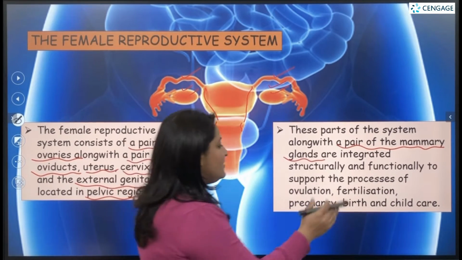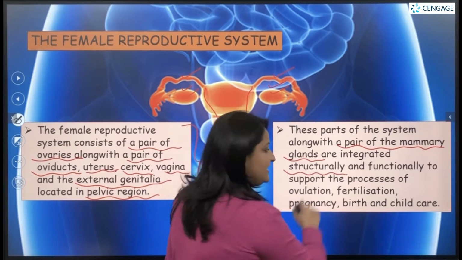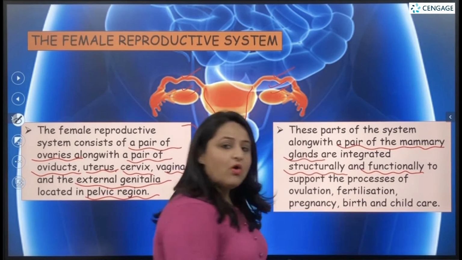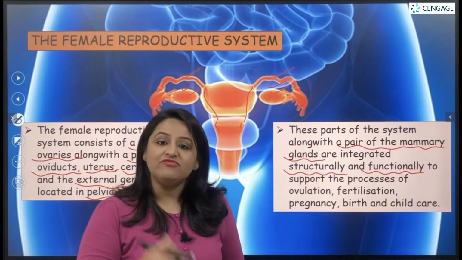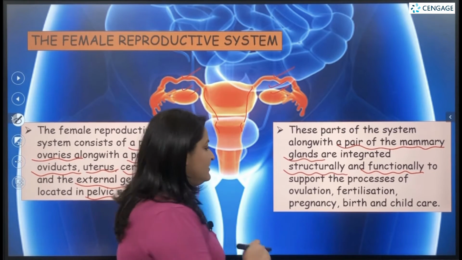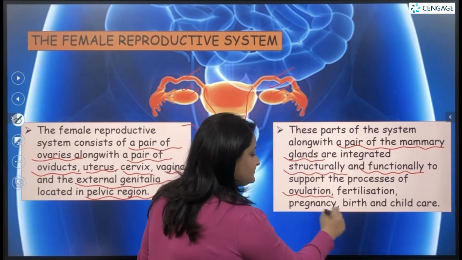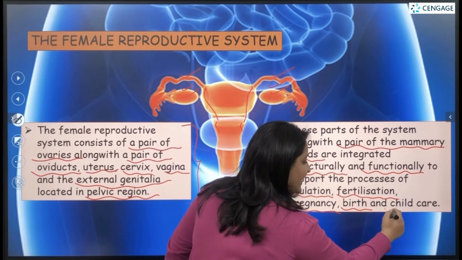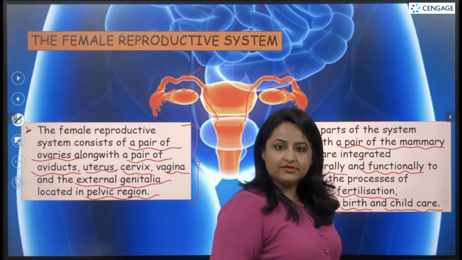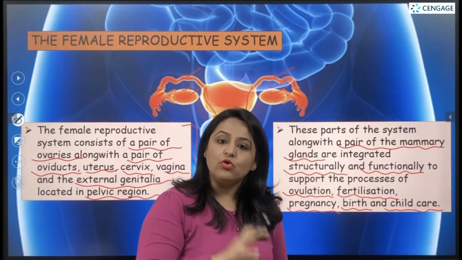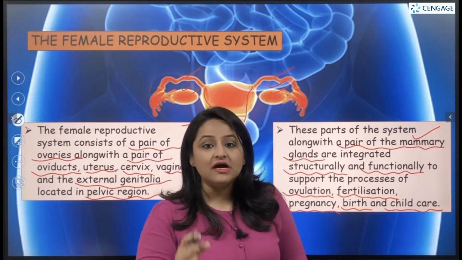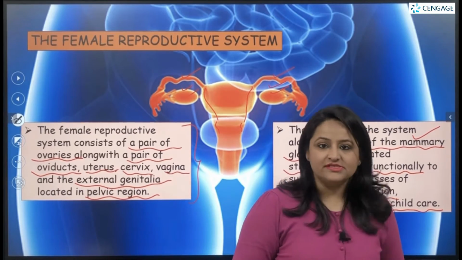These glands are integrated structurally as well as functionally to support the various processes which a female undergoes, like ovulation, fertilization, pregnancy, birth, as well as child care. So that is the reason we will also study the mammary glands or the breasts under the female reproductive system.